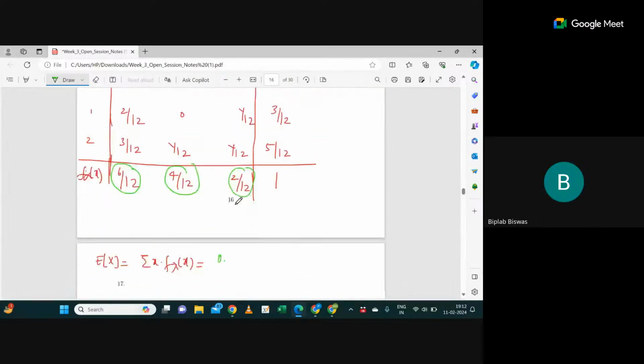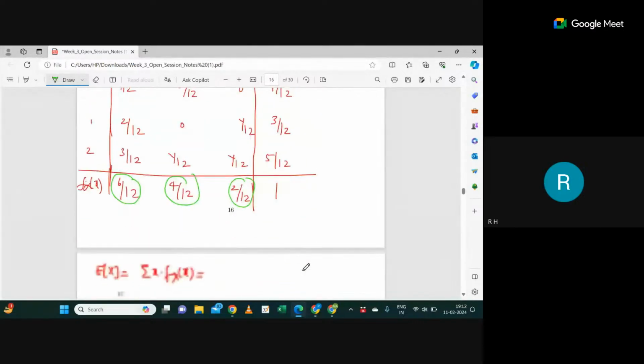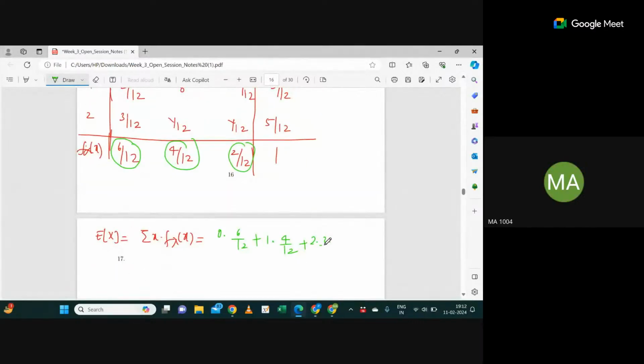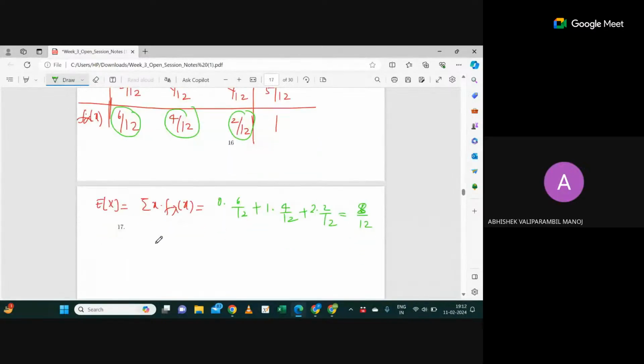So basically it's 0 into 6 by 12, plus 1 into 4 by 12, plus 2 into 2 by 12. So it will be 8 by 12, right? Now, same, what is the expected value of y?